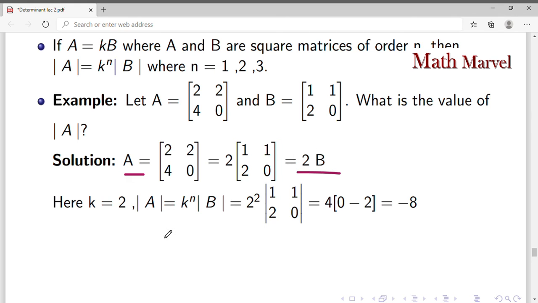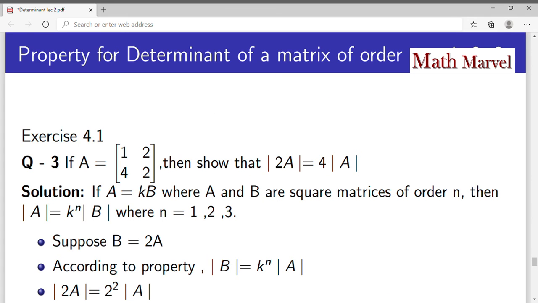So what is the determinant of A? According to this property, the determinant of A is K raised to n into the determinant of B. K is this real number 2. And what is n? n means the order of the matrix. This matrix is of order 2 by 2, so K raised to n is 2 squared, into the determinant of B. Now find the determinant of B. So 1 into 0, 0, minus 2. So here we get minus 8. So the determinant of A is nothing but minus 8.